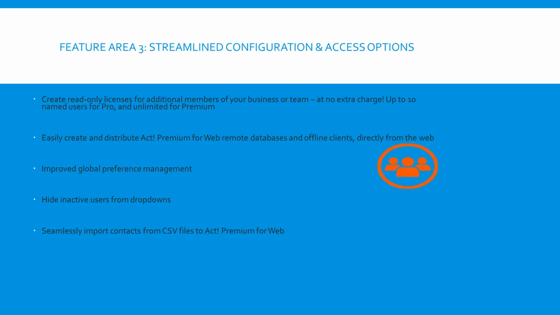Global preference management, basically what that means is that if you've got a group or a large company, the more you can centrally administer, the better you're going to be. And so they've increased the number of things that you can centrally administer as an IT administrator.